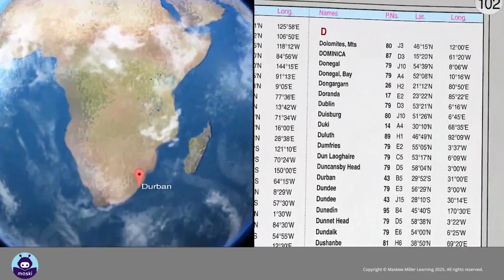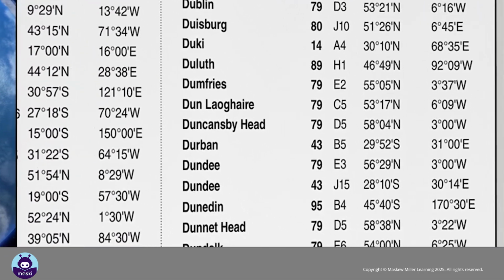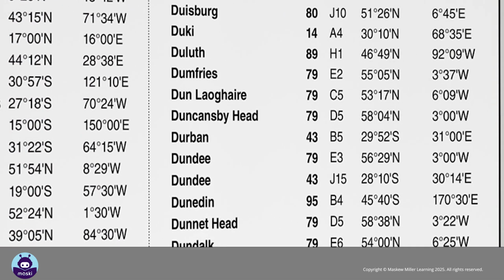To find the exact location of Durban in an atlas, look up the name in the Atlas Index in the D section. The index shows Durban, 43, B5, 29 degrees and 52 minutes south, 31 degrees and 0 minute east. This means that Durban can be found on page 43 of the atlas at the alphanumeric reference B5.